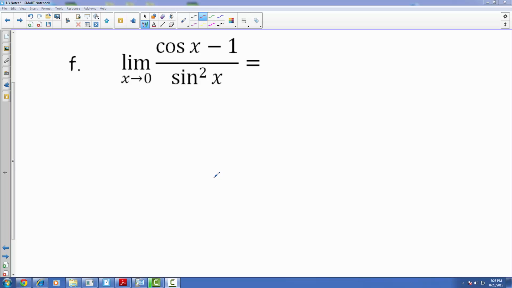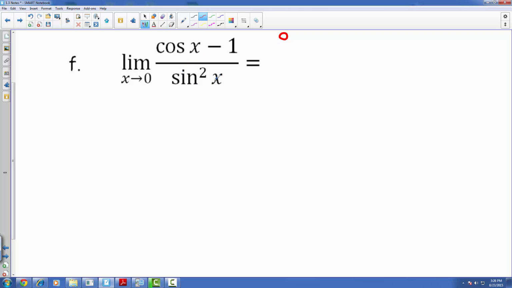Here we're at problem 4F from our 1.3 set of notes. We see that we have the limit as x approaches 0 of this rational function. We notice a little bit of trig going on. So if we were to try direct evaluation, we'd end up with the cosine of 0. Well, the cosine of 0 is 1, minus 1. So we would end up with a 0 on top. That can happen. We can have 0 on top.